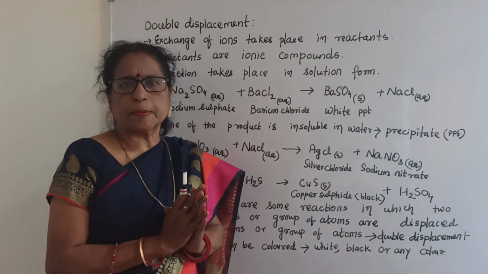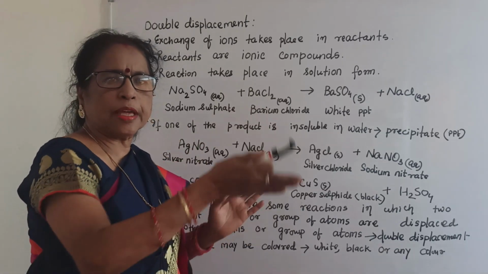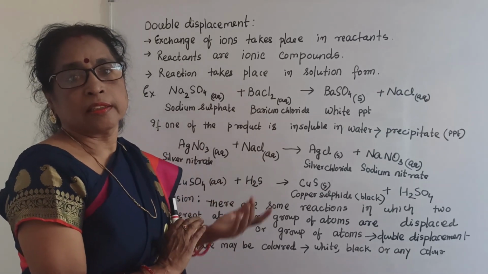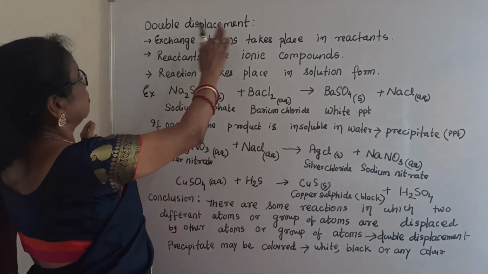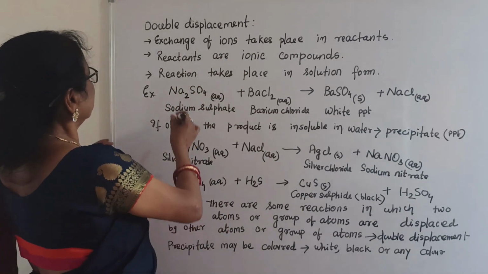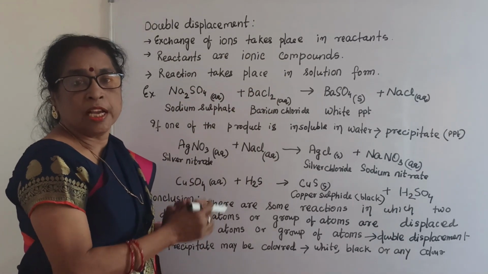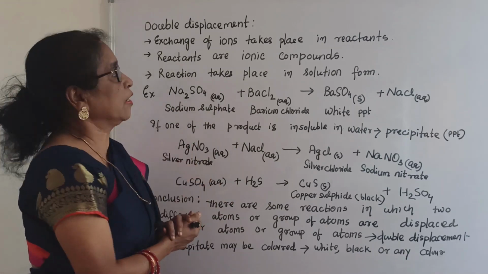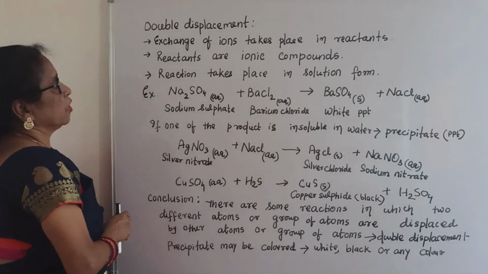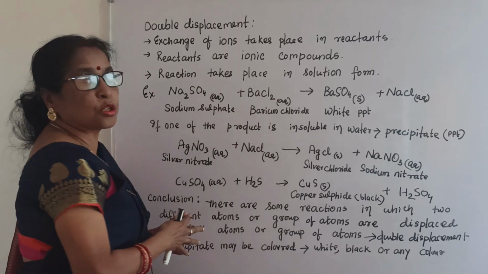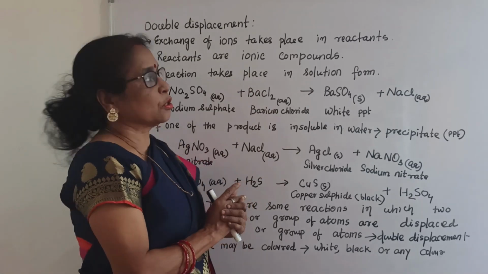I told you that in a displacement reaction, the metal which is much more active than the other will displace the metal in the compound in solution. But what is meant by double displacement? In double displacement, you will see exchange of ions take place on the reactant side. The reactants should be ionic compounds, and the reaction takes place in solution form, so the reactants you take should be in solution.